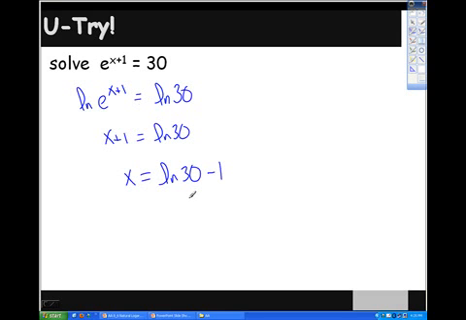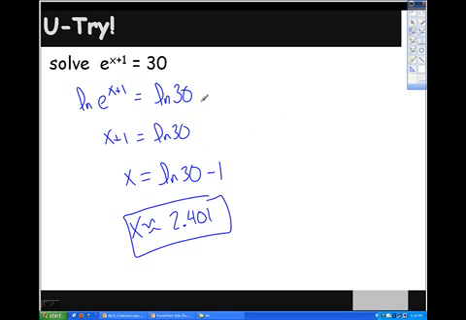Picking up a calculator here, I've got the natural log of 30. Close that off, and then subtract 1. I get approximately 2.401. There's my answer. I could plug that in and check it out. So I could try e to the 3.401 because it's x + 1. Let's go ahead and give that a quick try in the calculator. e to the 3.401. Close that off. And that's 29.994. Again, it's not going to be exact because I rounded. So 29.994 is pretty dang close to 30. So I'll say my answer is right.